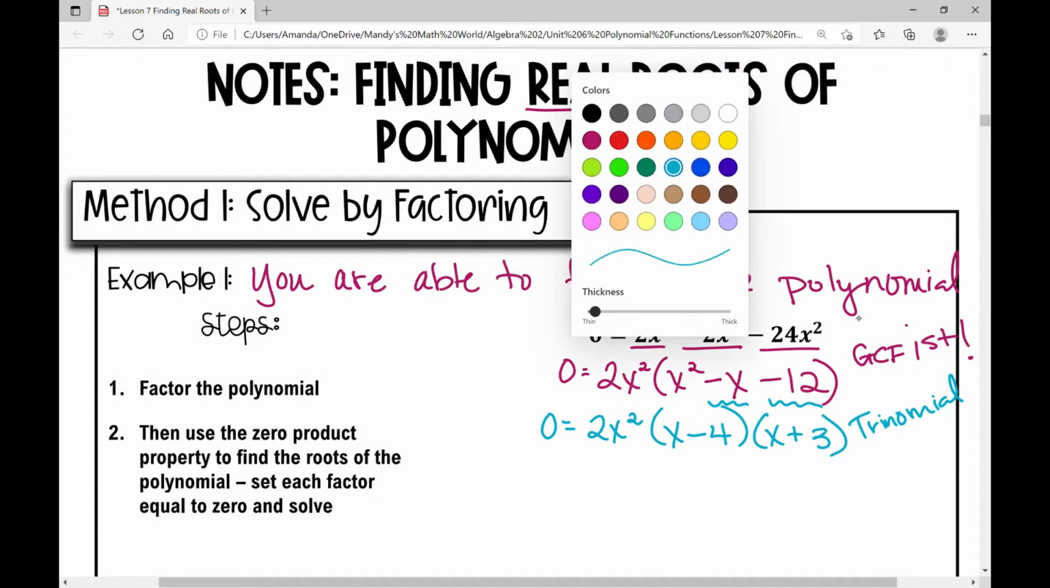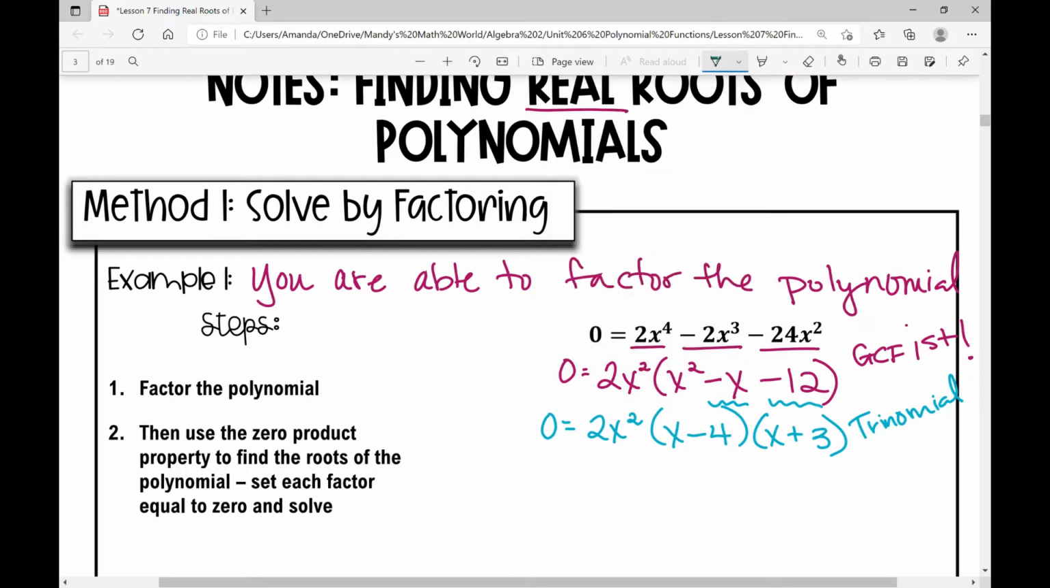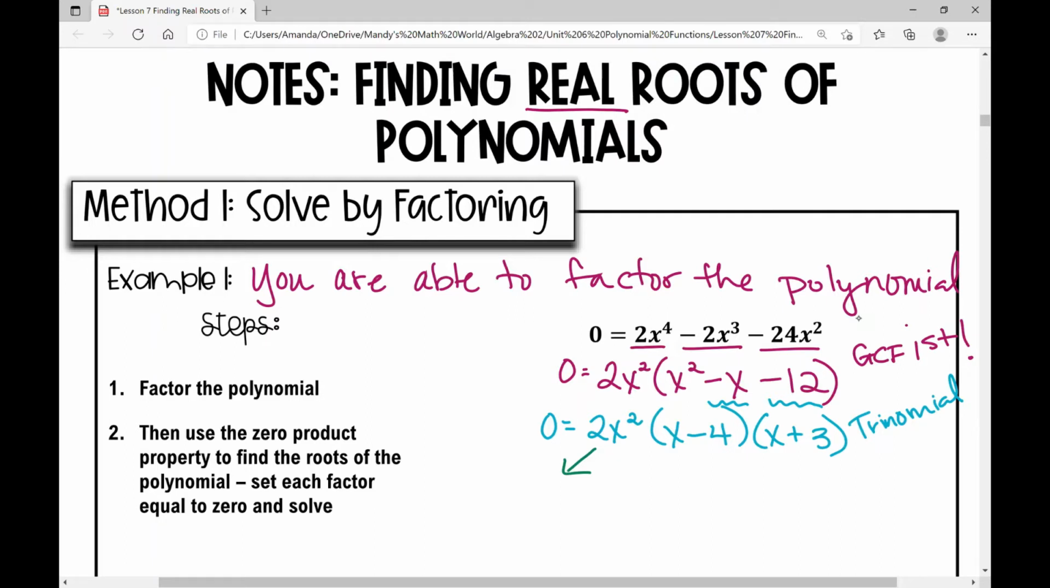And what do you do to find the intercepts? You set each factor equal to 0, and you solve for x. So I'm going to set 2x squared equal to 0. I'm going to set x minus 4 equal to 0. And I'm going to set x plus 3 equal to 0.